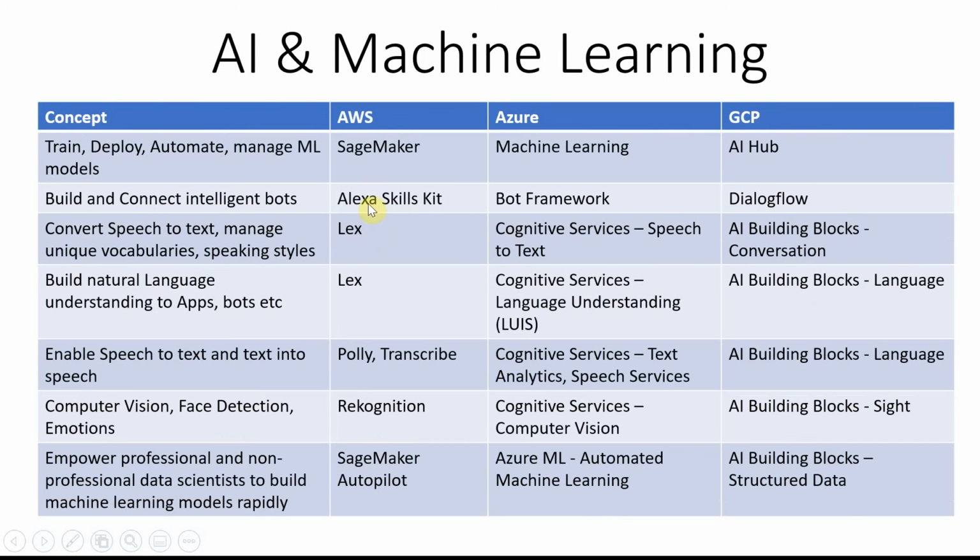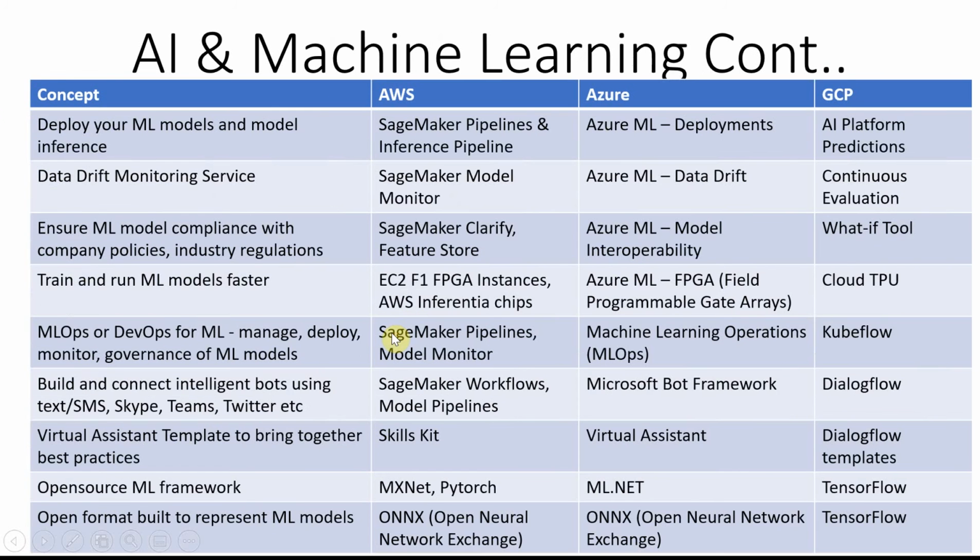So we saw the Alexa Skills Kit, and there's a SkillsKit template as well. SkillsKit is primarily to help you manage these templates. In Azure it is Virtual Assistant, and in GCP it is Dialogflow templates.